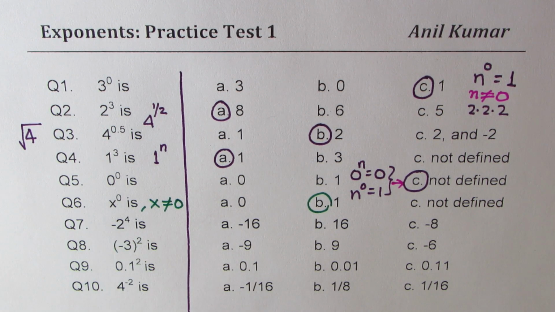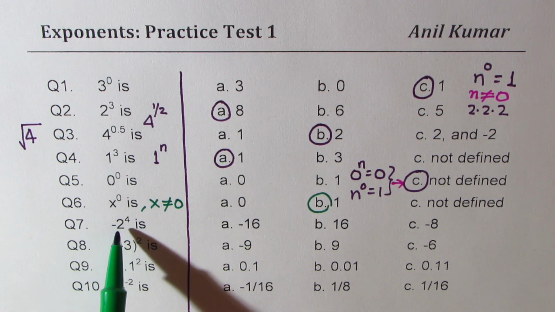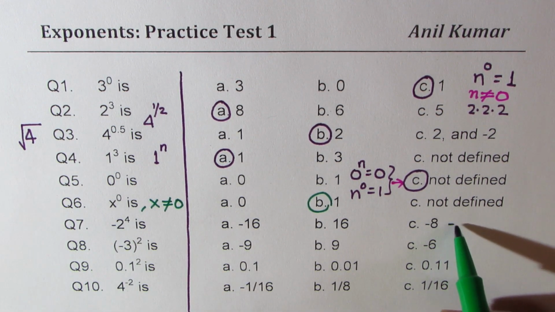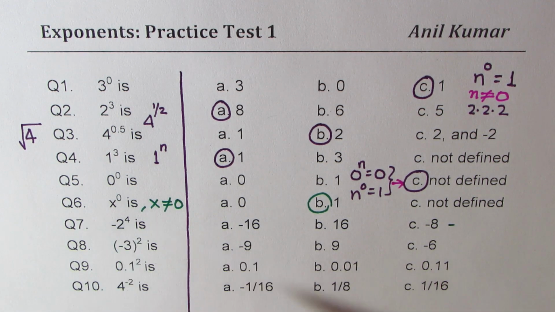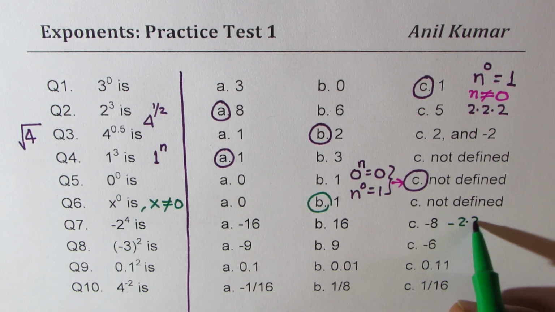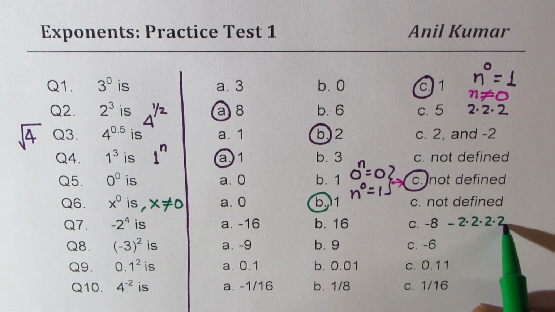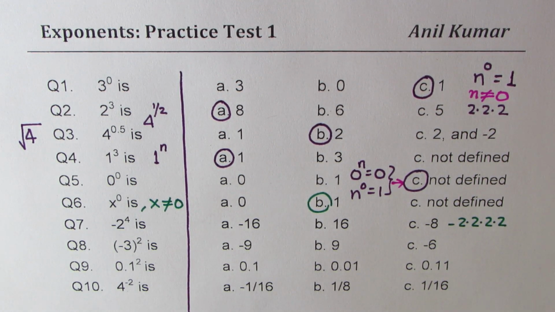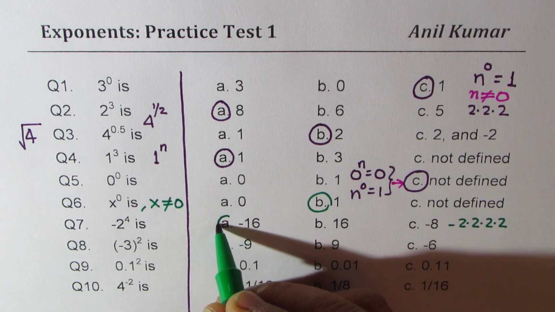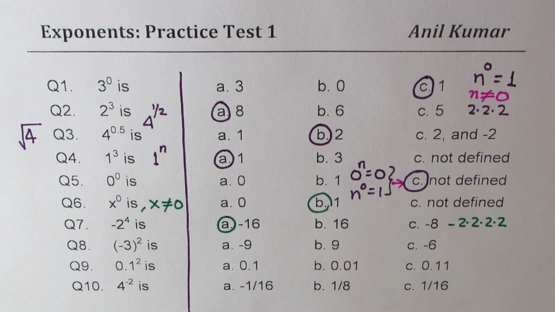Minus 2 to the power of 4. It really means that we are doing like this. Minus is not to the power of 4. We are doing 2 times 2 times 2 times 2. That is what it means. Minus 2 to the power of 4 will be minus 16. I hope this is absolutely clear. I have seen students making a mistake here, right?